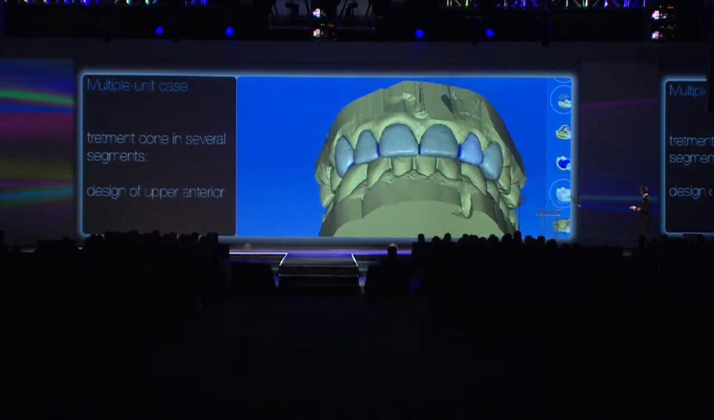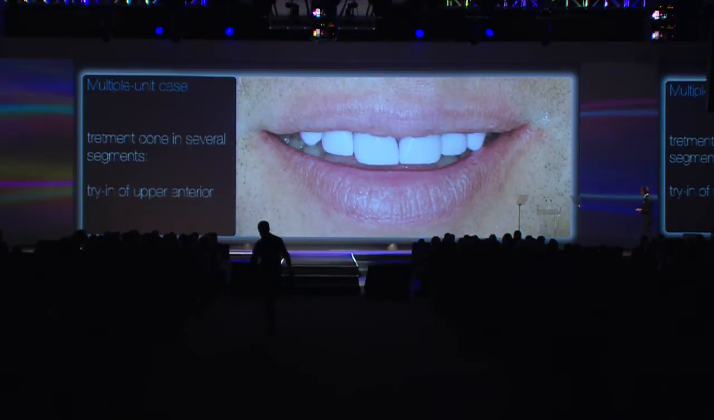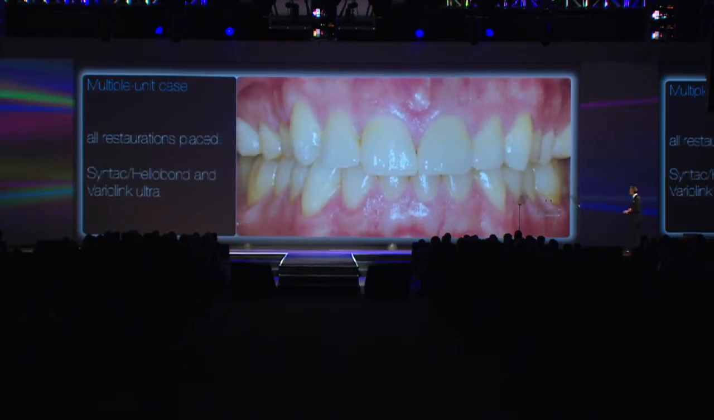Then placing the restoration in the lower anterior and doing the preparation and the CAD design of the anterior in the maxilla, then try-in of the restorations in order to check the length and the shape of the restorations. There's no veneering, this is just bulk material, just staining and glazing. And this is the final result after placing all these restorations using, again, Syntac, Heliobond material and the VarioLink material.